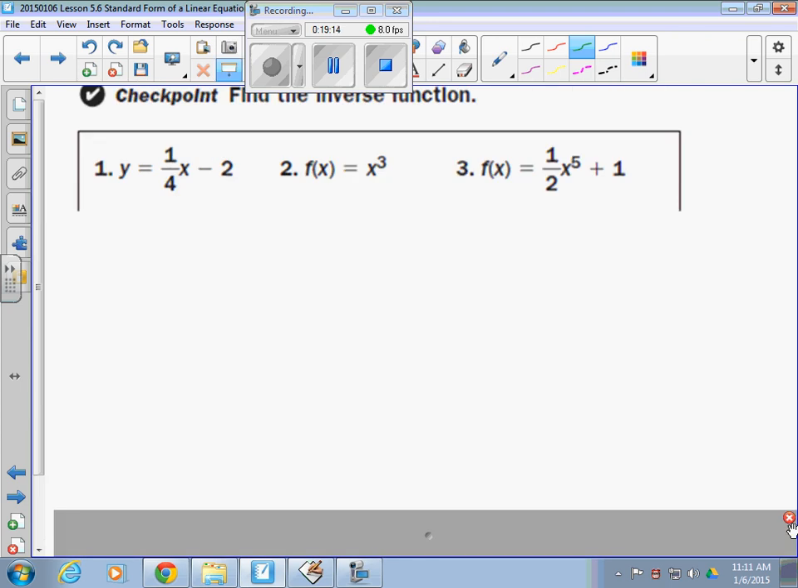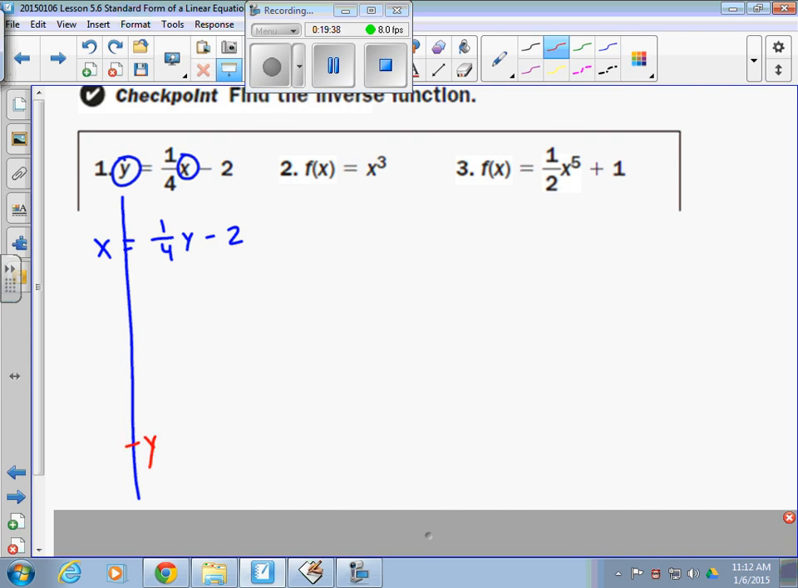We have a checkpoint problem. It says find the inverse function. So the first thing you want to do when you find an inverse function, you already have x and you already have y. Swap their positions, x and y. So you should have x equals 1/4 y minus 2, and then undo your order of operations. Undo minus 2. You want it to say y equals at the end. That's what you're shooting for.